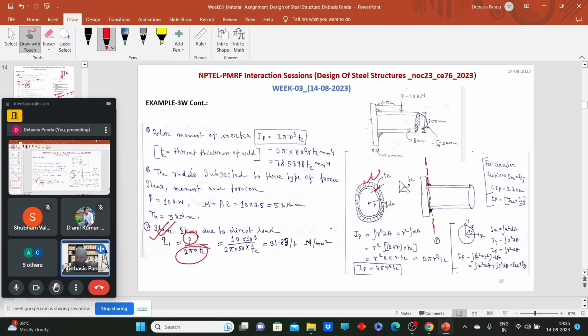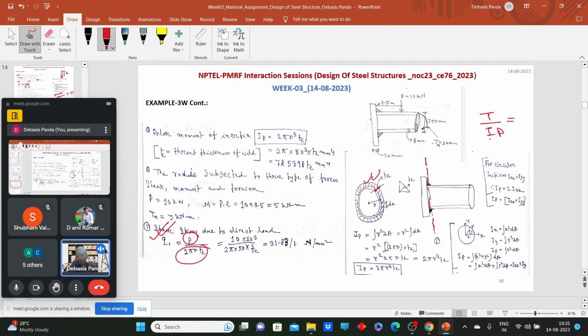Now we need to find out the shear stress due to the twisting moment. If we need to find the shear stress due to the twisting moment, what do we need? The polar moment of inertia. Because remember this equation, what does it say? T by Ip is equal to, then we will find out the shear stresses. And for the bending, this is the area moment of inertia, not the polar moment of inertia.